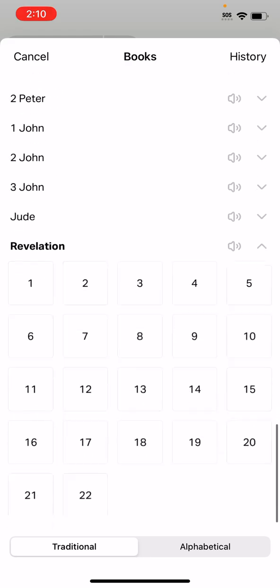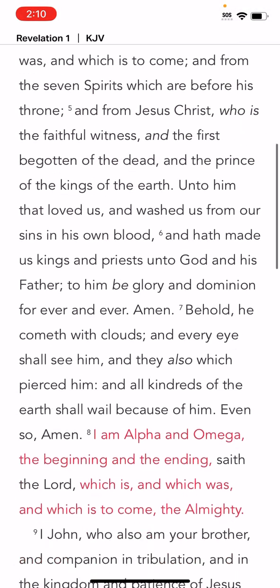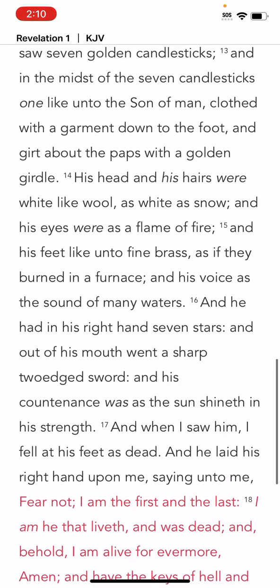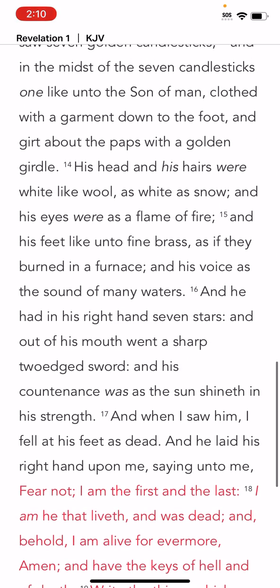Let me go to Revelation chapter 1. I just get straight to the point. Revelation 1:14. His head and his hair were white like wool, as white as snow, and his eyes were as flames of fire, and his feet were like unto fine brass, as if they burned in a furnace, and his voice as the sound of many waters.